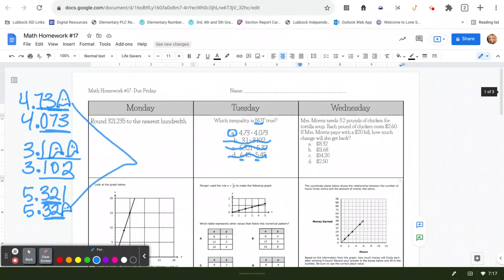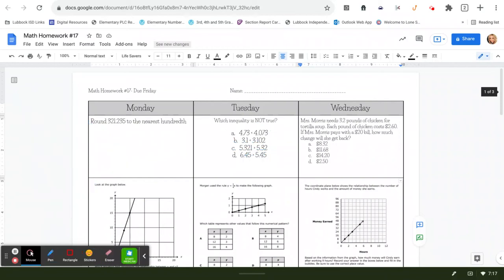This is how your work needs to look, though. We need to be taking them from here and lining them up vertically so that we can compare each place value. Okay, next.